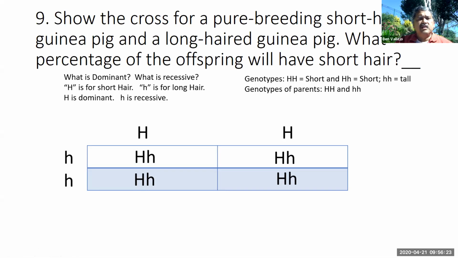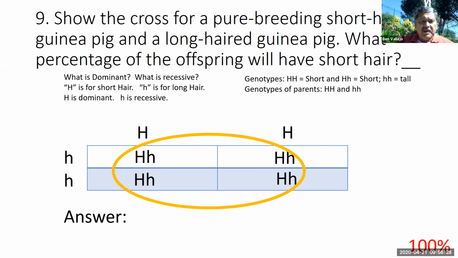And so the question is, what percentage of the offspring will have short hair? Well, guess what? They all do, because they all have at least one big H. So that's 100% for number 9.